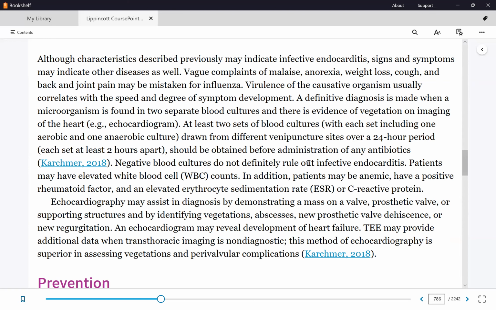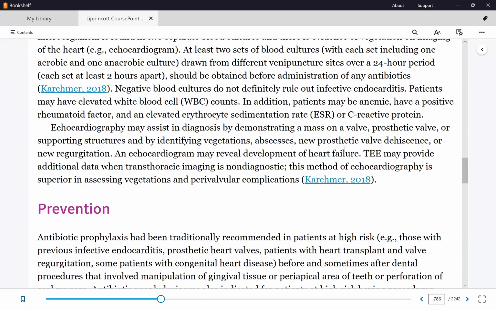The first part here, for the diagnostic test, is again no different from any other patient who has a blood infection. They will have elevated WBC, elevated ESR, elevated CRP. The best type of echocardiogram would be a TEE.